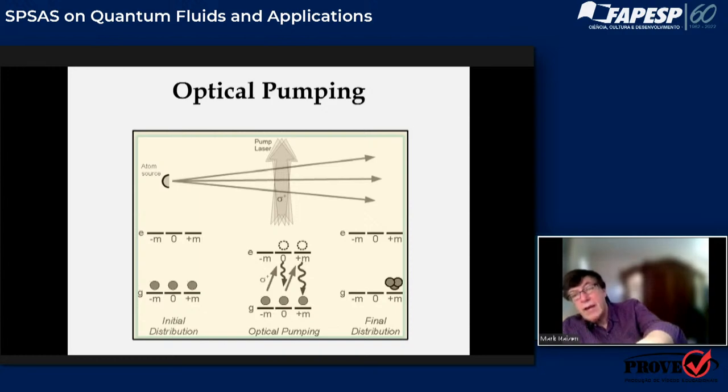The other ingredient: we used optical pumping yesterday to make a one-way wall for cooling purposes. But now we're going to use it for a different purpose.